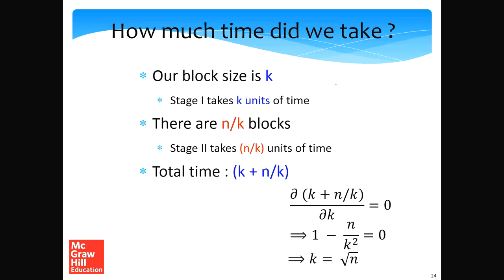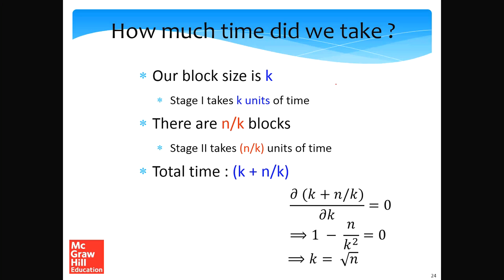So how much time did we take in doing this? Since our block size is k, stage 1 roughly takes order k units of time. This can be k times some constant, it does not matter, so for the sake of simplicity I have removed it. The reader is encouraged to assume it takes C1 times K. The constants don't matter, they'll get factored out in our equation. So let's assume that stage 1 takes K units of time.